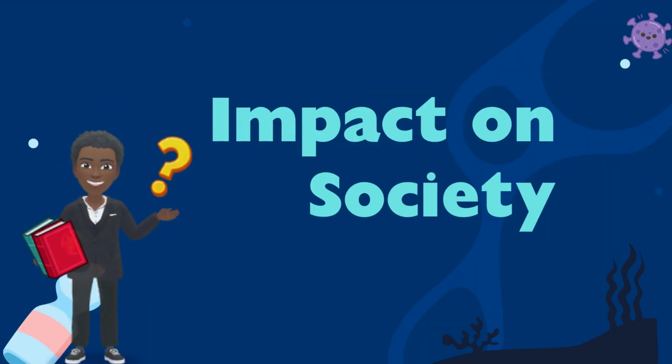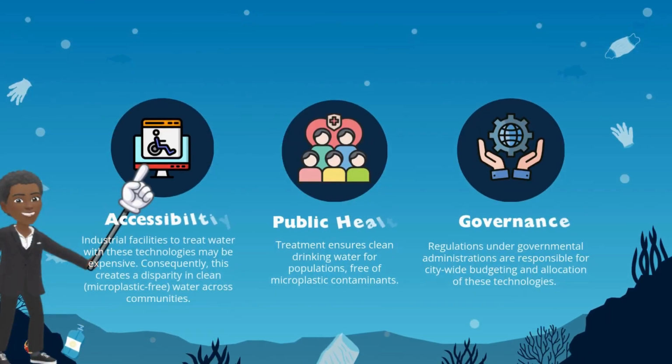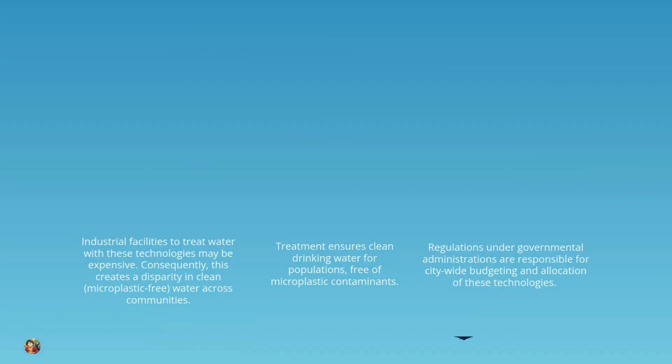Impact on society. These include accessibility, public health, and governance. The treatment for the water from these facilities may be expensive, which would affect who would be able to have access to it. Treatment also ensures clean drinking water free of microplastics for communities, and governance because they're the ones who are responsible for the budgets and allocations to these technologies.